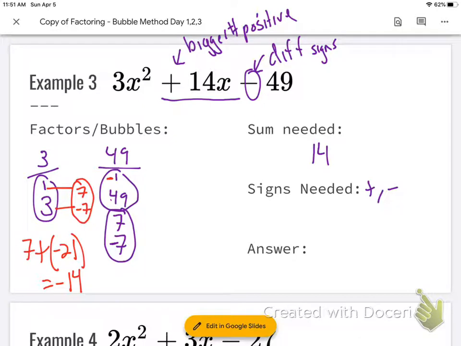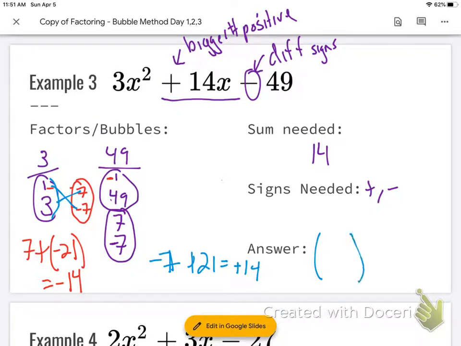So we're going to switch to this one up and see if we did a different connection, if it would give us one that would work better. So instead we're going to do 1 times negative 7. 1 times negative 7 gives me negative 7, plus 3 times 7, which is 21, which gives me positive 14, which is what I'm looking for.